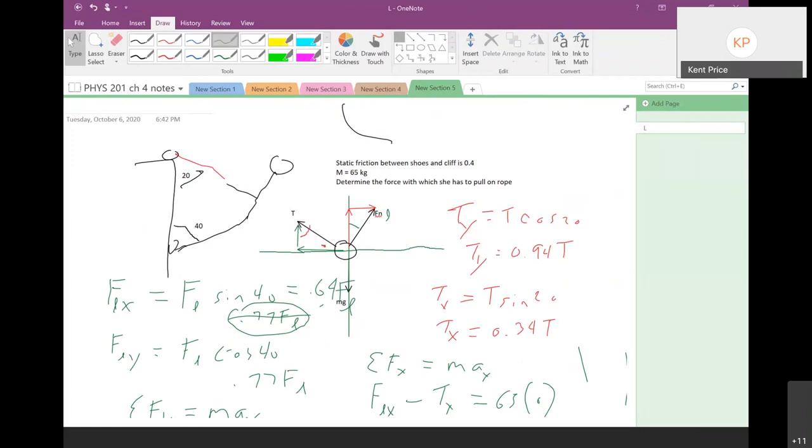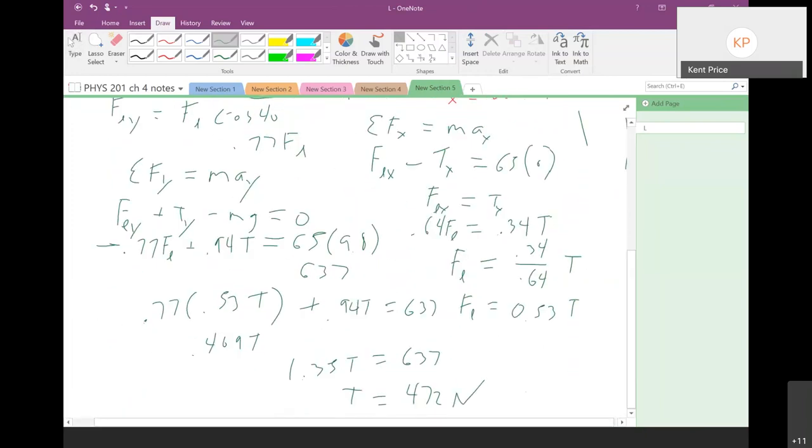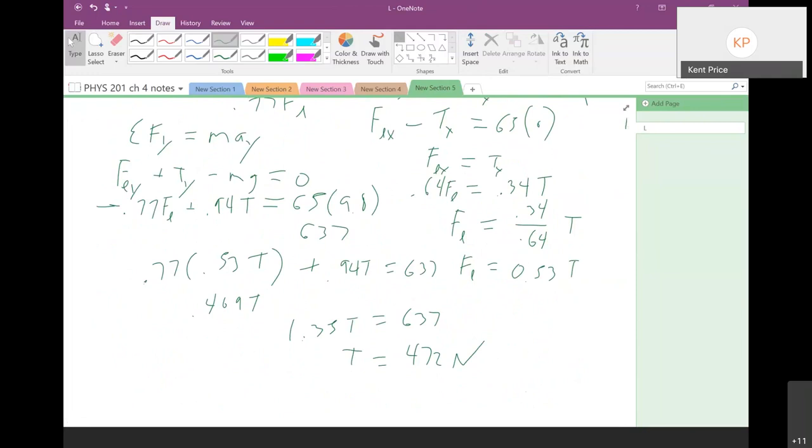Her weight is mg. Her weight is 65 times 9.8, which we found was 637. So the woman's weight, we found earlier, is 637. And 472 looks like about 2/3 of her weight.